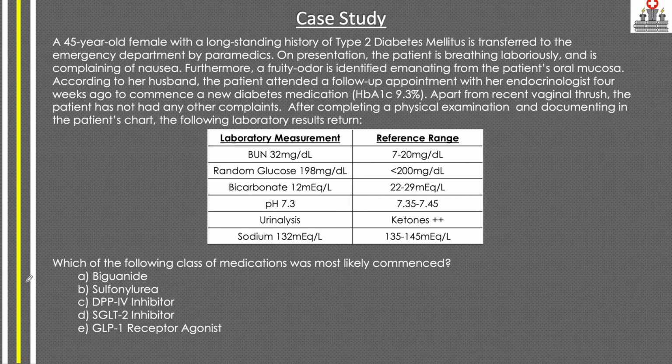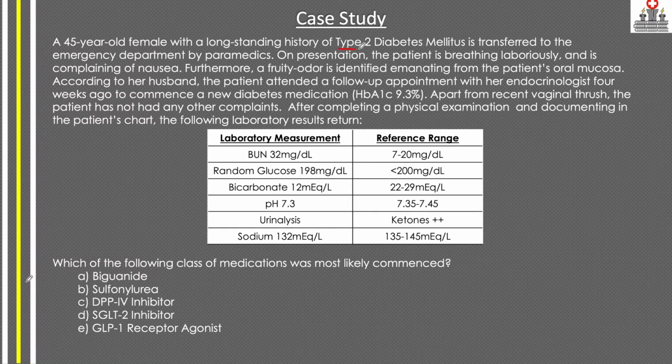So as we can see, there's a BUN of 32, a random glucose of 198, bicarbonate of 12, pH of 7.3, urinalysis is positive for ketones, and slightly low sodium. The question is, which of the following class of medications was most likely commenced? Was it a biguanide, a sulfonylurea, a DPP-4 inhibitor, an SGLT2 inhibitor, or a GLP-1 receptor agonist? So we need to break this down first.